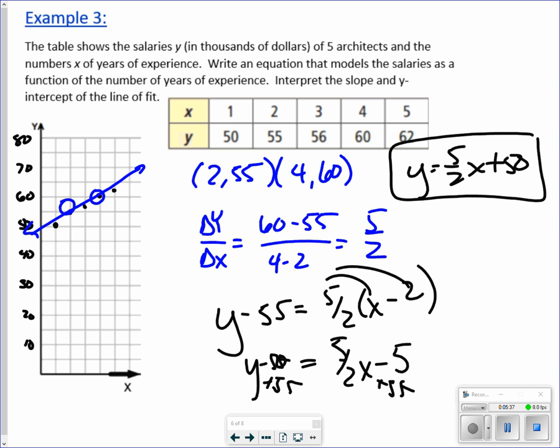Now, it does say interpret the slope and the y-intercept. What does that mean? Well, what is the slope? It's 5 halves. And what is the y-intercept? Well, it's (0, 50). But more importantly is, what does it represent? Like, what does the 5 halves actually represent? Remember, we're talking about salaries of architects and years of experience. What this means is you will go up $5,000 in salary for every 2 years.